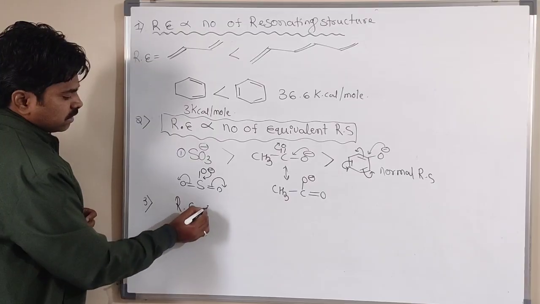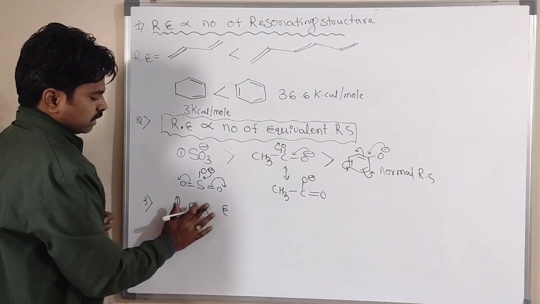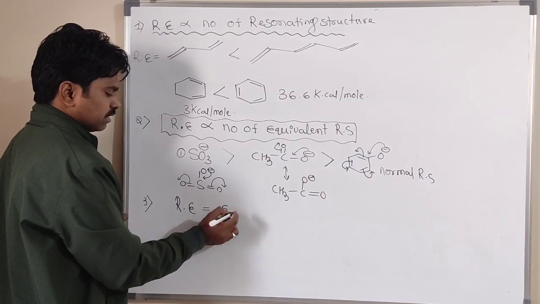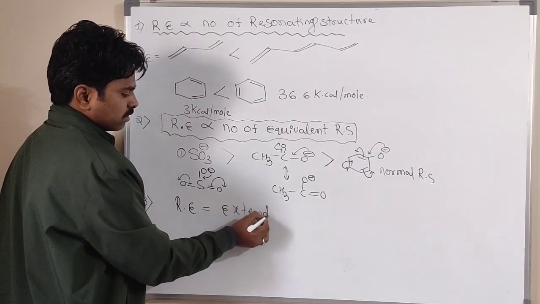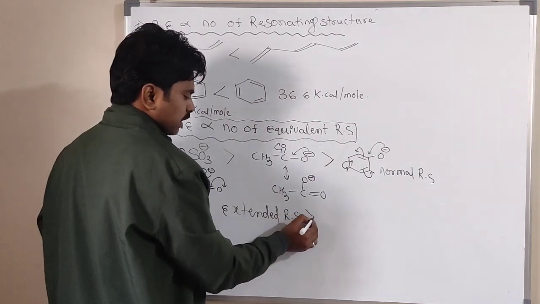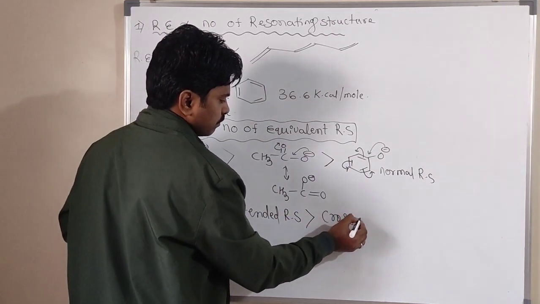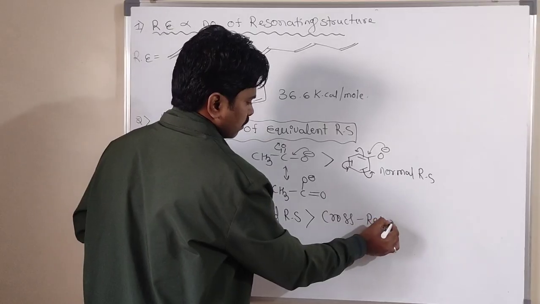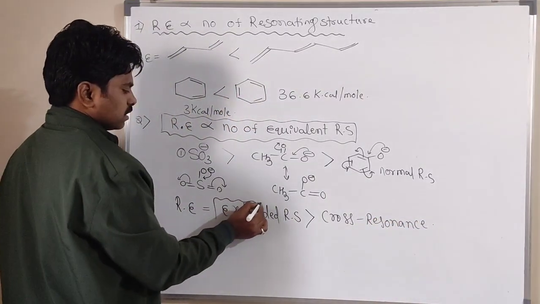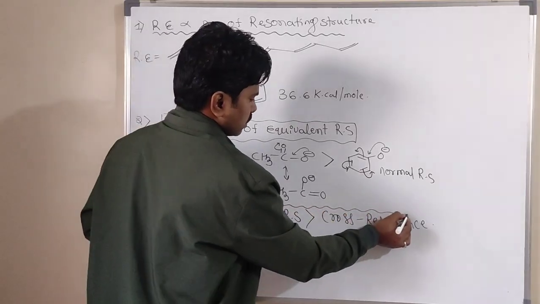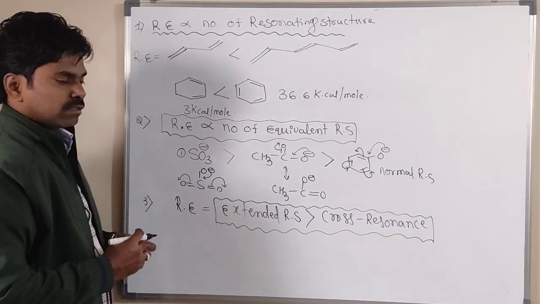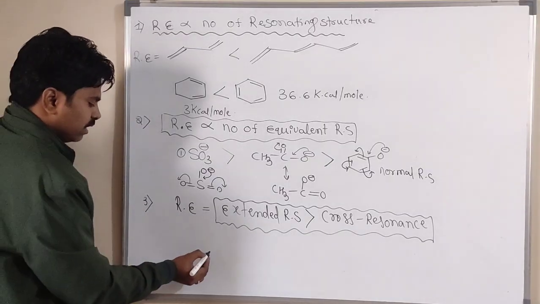Resonance energy is directly proportional to, it means resonance energy: extended resonance is greater than cross resonance. So extended resonance has more resonance energy compared to cross resonance. I will give an example.